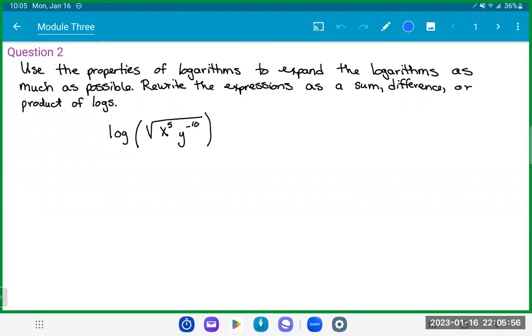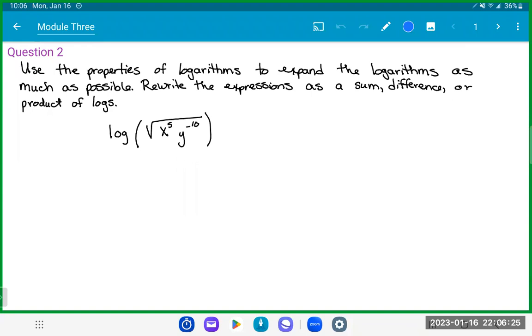Okay, for this video, we're going to look at problem number 2 out of module number 3. In this problem, we're looking to use our properties of logarithms to help us expand the given logarithm here, and expand this expression into a sum, difference, or product of logs format.